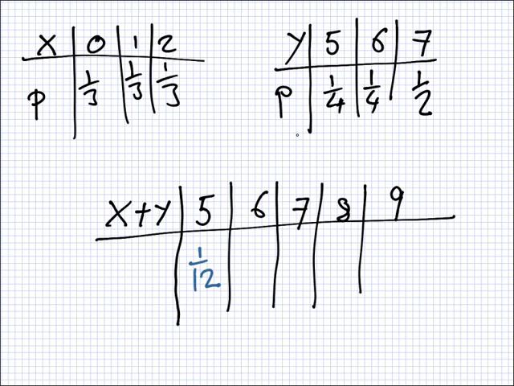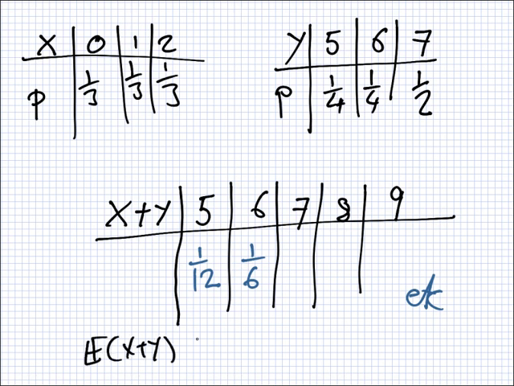What about getting a 6? Well, that would be 5 and 1, wouldn't it? That's the only way to get it. Oh, it's 6 and a 0, sorry. So that 5 and a 1 is 1/12, 6 and a 0 is 1/12. That's 2/12, that's 1/6. And you can see where I'm going with this. So you go, etc. And then I ask you, what's the expected value of x plus y?